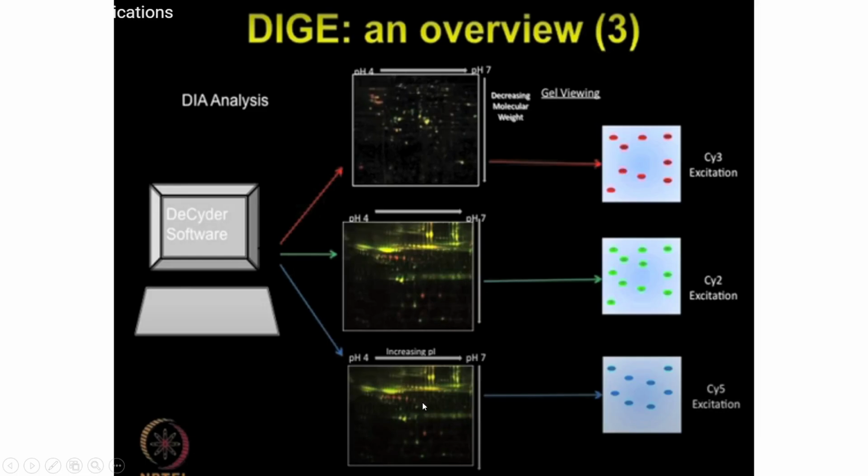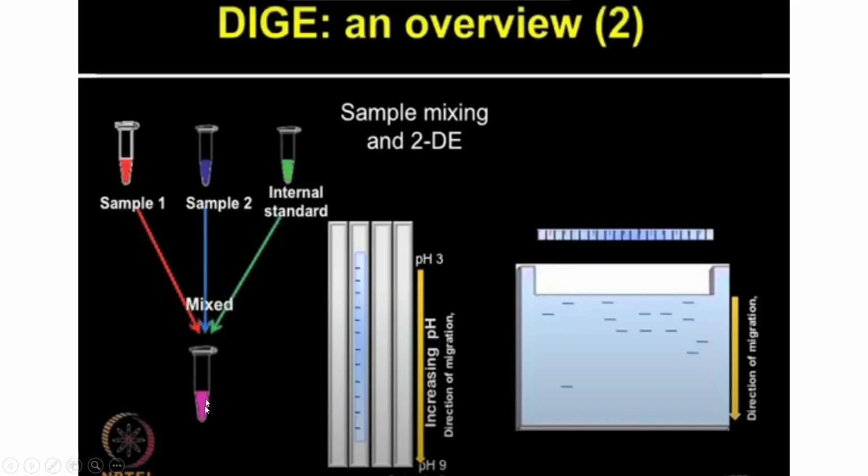You are running only one gel, but you are visualizing it differently. So in that gel, basically all these proteins will be present together. I hope you all understand. If not, then you can ask me the question. So we are running only one gel itself by using all of these samples. Basically, you are pooling it together.